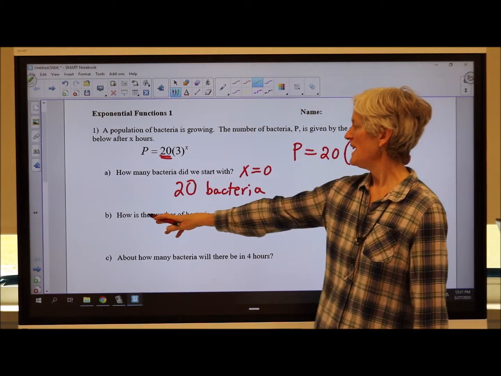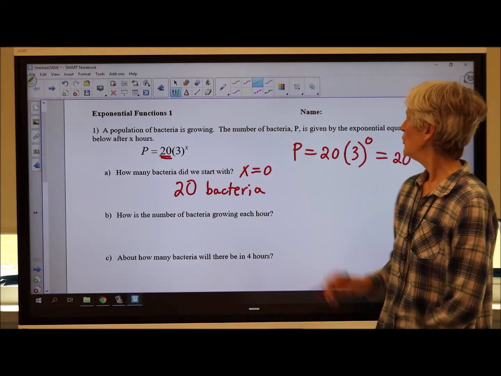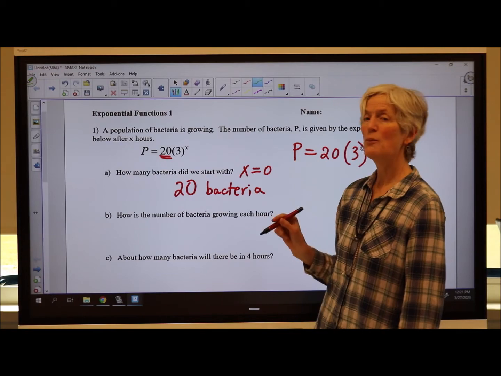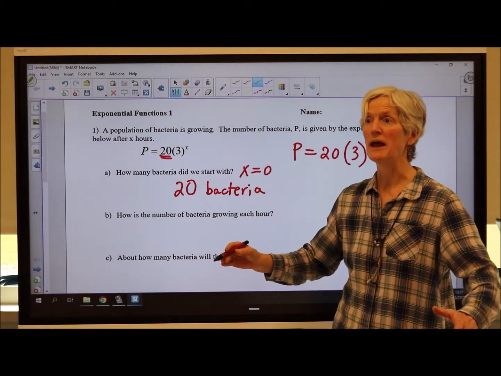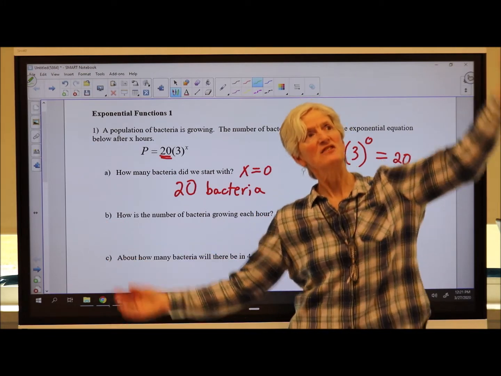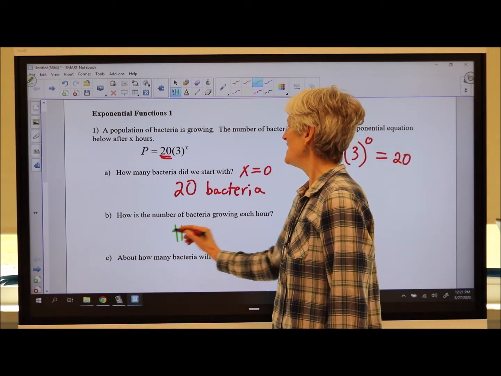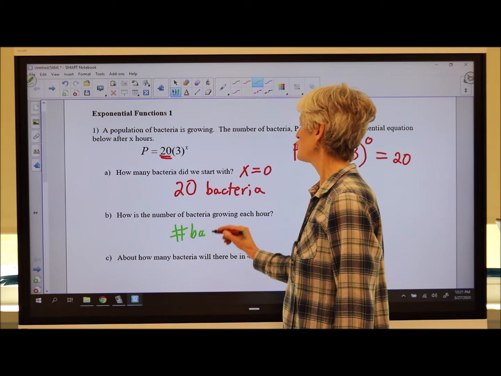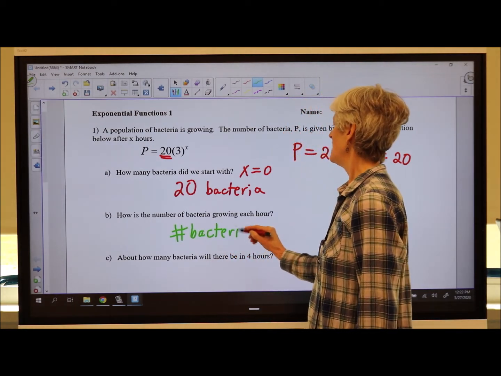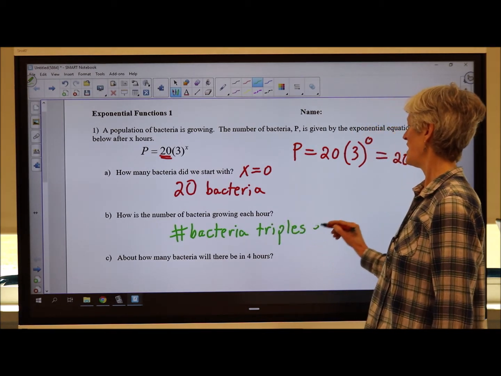Okay. B, how is the number of bacteria growing each hour? Well, let's go back to what I wrote before. This is 20 times 3, times 3, times 3, times 3. What do we call that if something is times 3, times 3, times 3? The number of bacteria is tripling. Tripling each hour. It triples each hour.